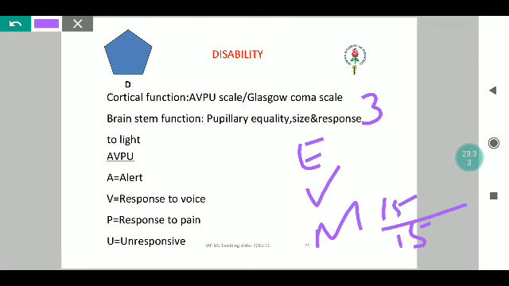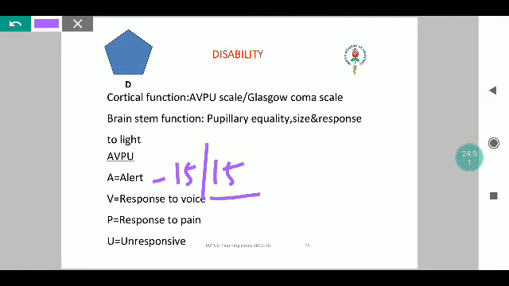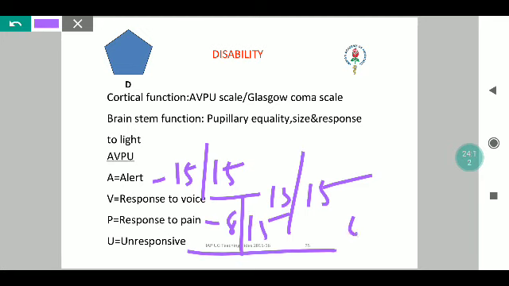But because of the various subcomponents of it, doing a GCS is sometimes difficult in an emergency setting, which is why we have come to the scale called AVPU. A stands for alert, V stands for response to verbal command or voice command, P stands for response to pain, and U stands for unresponsive. Now, if we want to correlate the AVPU scale with the Glasgow Coma Scale, an alert child will have a GCS of 15 by 15. A child who is responding to verbal stimuli will have a GCS of 13 by 15. A child who is responsive to pain will have 8 by 15, and an unresponsive child will be 6 by 15.